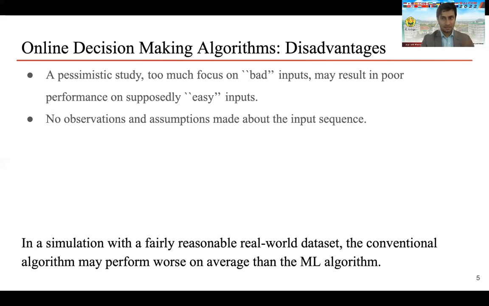In a simulation with a fairly reasonable real-world data set, the conventional algorithm may perform worse on average than any machine learning algorithm, because machine learning does the opposite thing. Instead of focusing too much on some particular bad inputs where we don't even know how rare they are or how likely they are to appear, it focuses on having a good average performance. So on the whole set of possible inputs, it tries to have some performance guarantees on average.